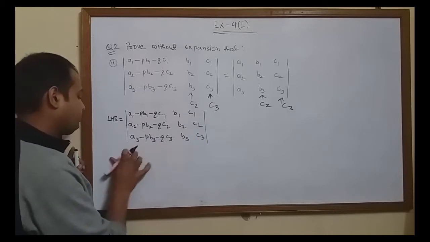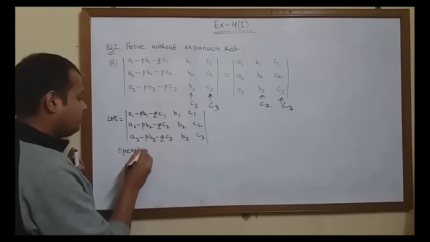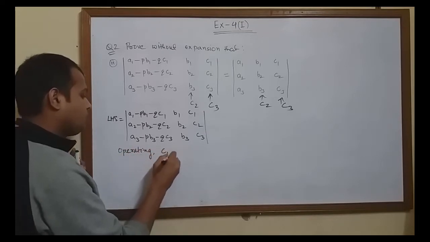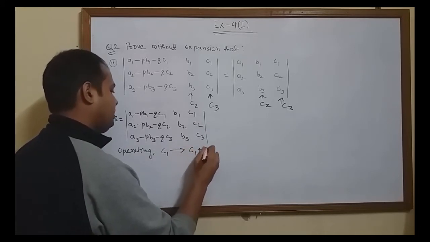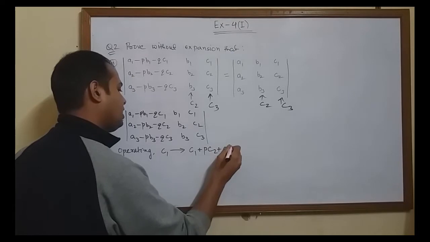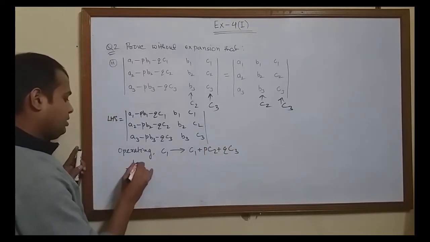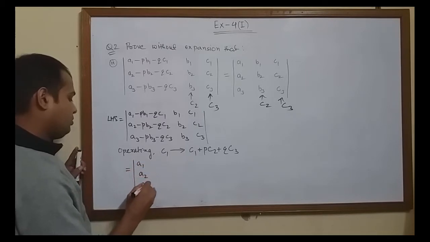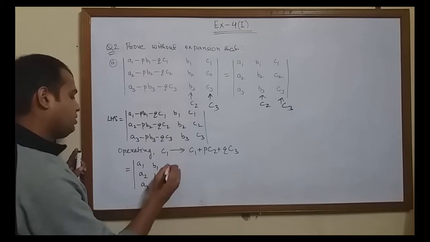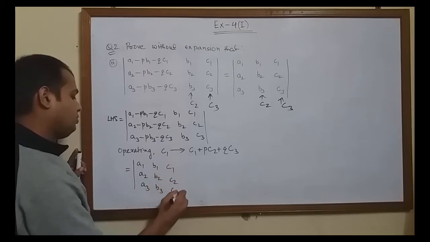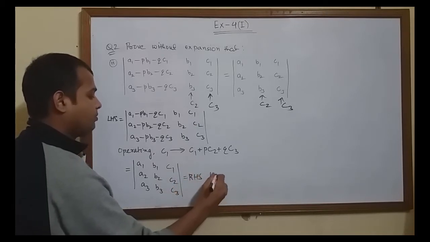So you have to write operating C1 becomes C1 plus p times C2 plus q times C3. Then we get a1, a2, a3, b1, b2, b3, c1, c2, c3, which is equal to the RHS, proved.